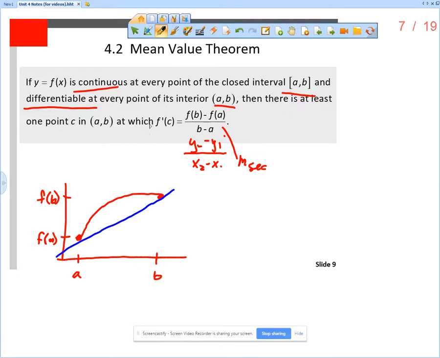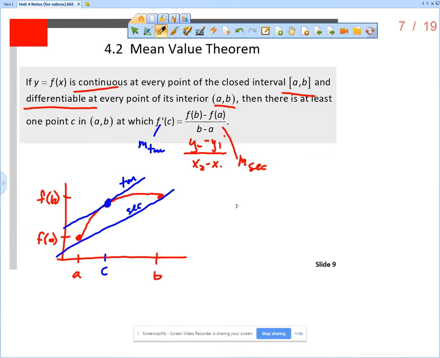What about the left side? The left side is f prime of c. What is f prime of c? That is the slope of the tangent line to f at x equals c. So c is some interior point where what we're saying is the slope of the tangent line is equal to the slope of the secant line. In other words, these two lines, the tangent line and the secant line, are parallel. So that's what the mean value theorem says. If the function is continuous and differentiable upon this interval, then there will be at least one tangent line that has the same slope as the secant line.